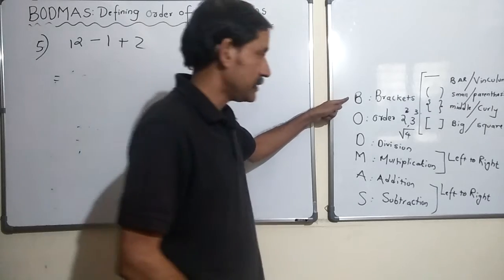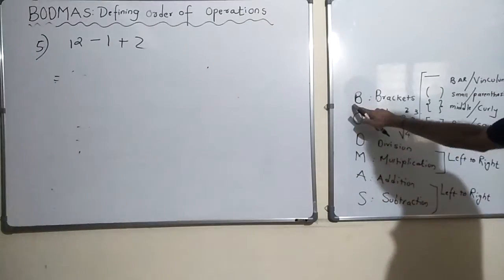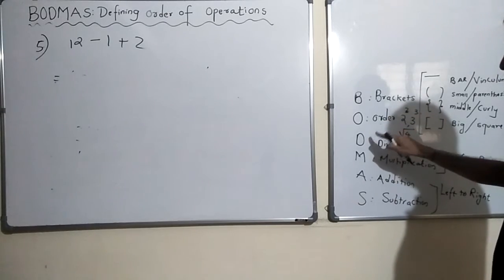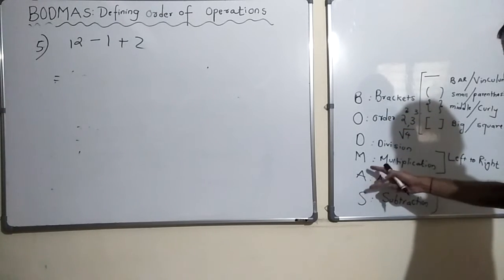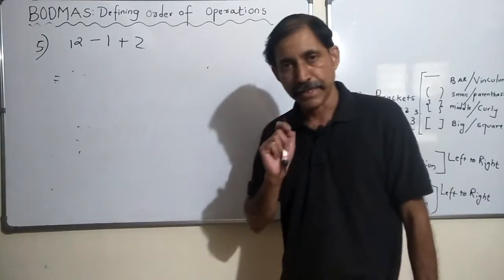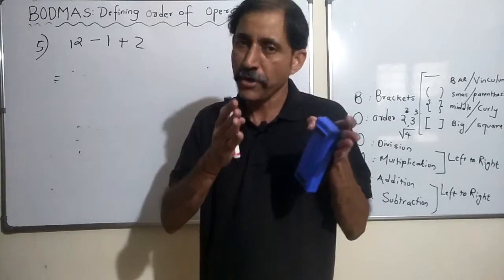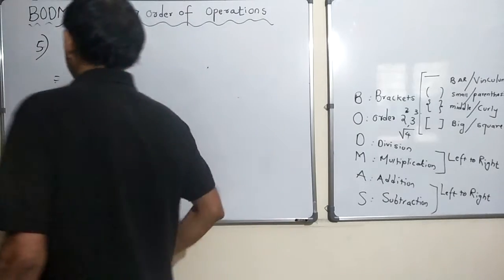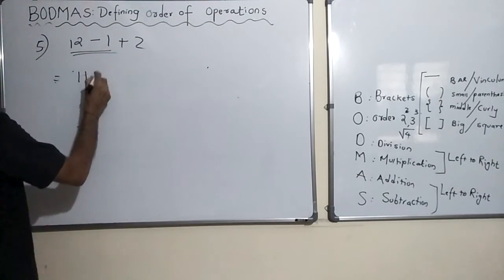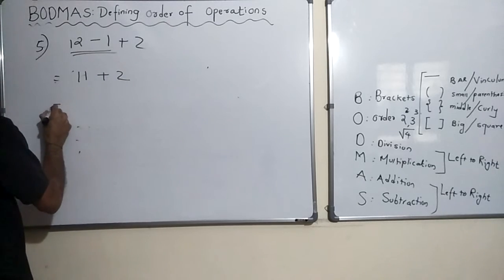Is there any bracket in this? There is no bracket. Is there any order? There is no order. Now there is no division, there is no multiplication. There is only addition and subtraction. Both have the same priority. Okay. So we are going to proceed from left to right. So I am going to solve this first. So 12 minus 1 is 11 plus 2.